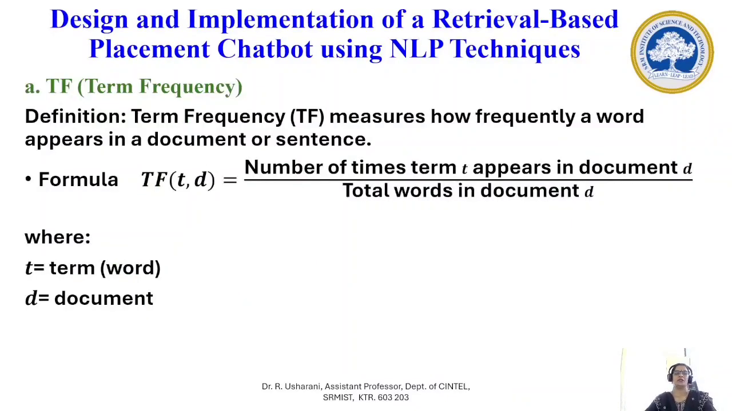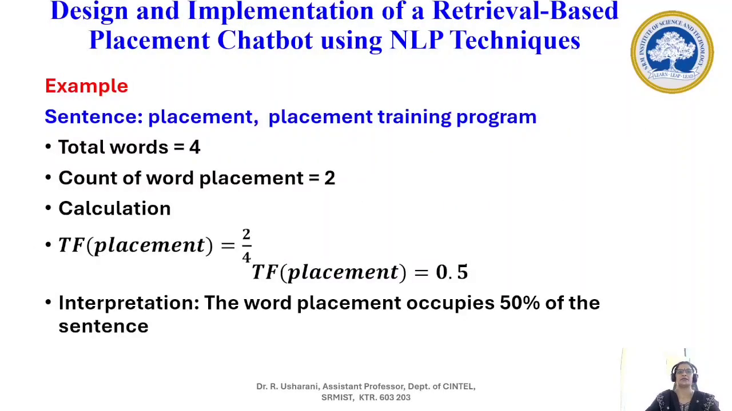So let's begin with the term frequency. The term frequency measures how often a word appears in a document or sentence. The formula used here is the number of times term T appears in document D divided by the total words in a document D. Let us consider an example.